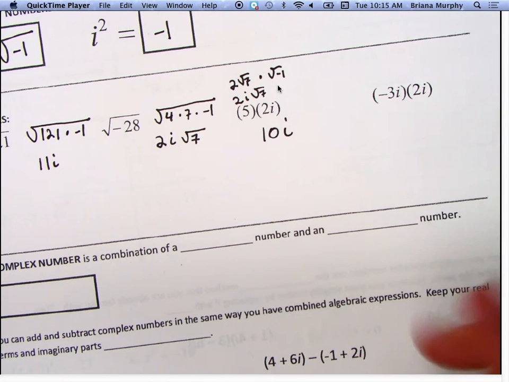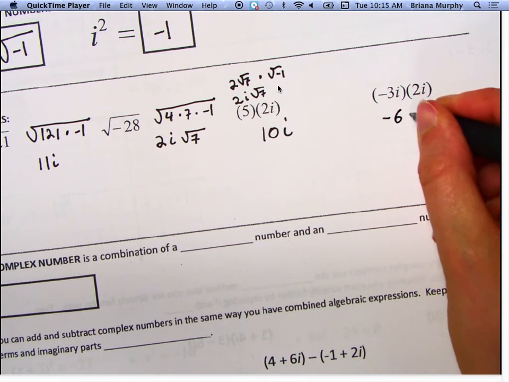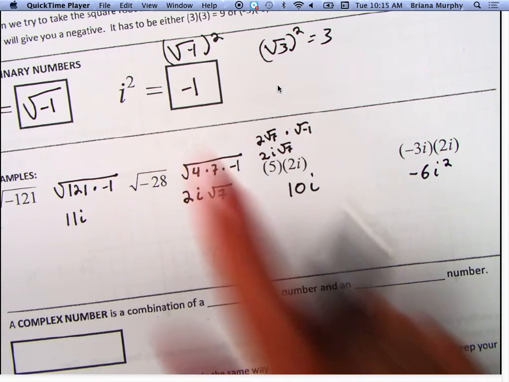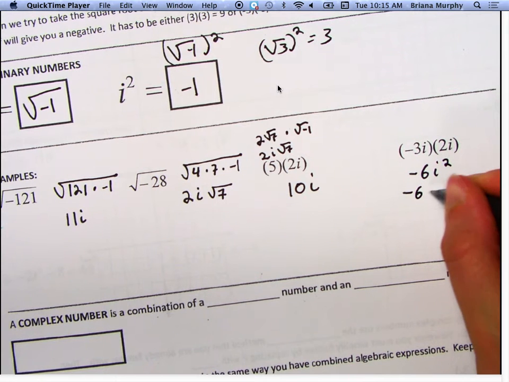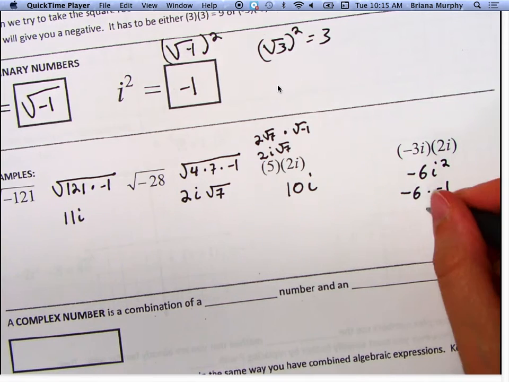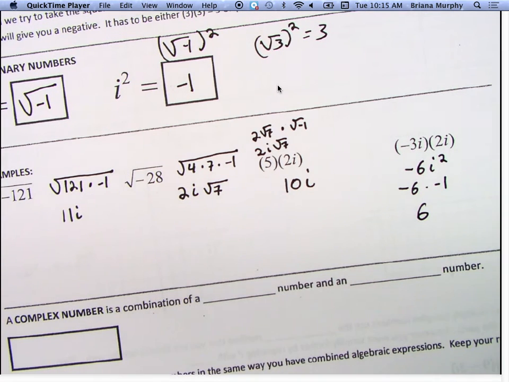What is negative 3i times 2i? Negative 6i squared, but do I remember what i squared means? What does i squared mean? Look at the top of your paper. So this is the same as negative 6 times negative 1, right? Which would give me a 6. Okay? So we have to remember those two things.